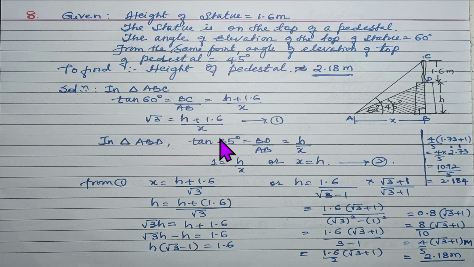Now if I cross multiply, this will be x is equal to h plus 1.6 by root 3, and x is h, replacing x by h, we get h is equal to h plus 1.6 divided by root 3, and taking root 3 h here, root 3 h is equal to h plus 1.6, and taking h to the left, we get root 3 h minus h is equal to 1.6, or h in the bracket root 3 minus 1 is equal to 1.6, or h is equal to 1.6 divided by root 3 minus 1. Rationalization, taking the conjugate of root 3 minus 1 and simplifying, we get 0.8 in the bracket root 3 plus 1 meters is the height of the pedestal. Further simplifying, taking root 3 as 1.73, we get approximately 2.18 meters.